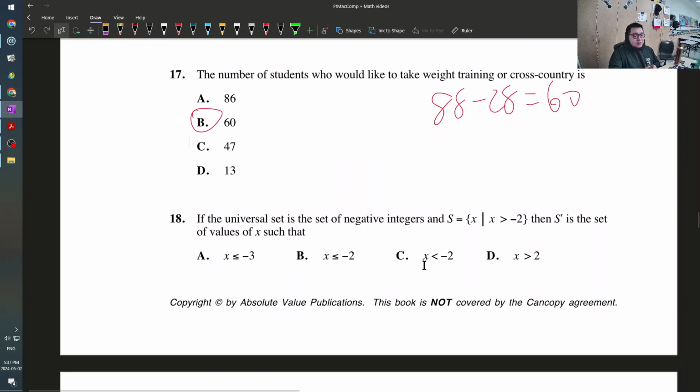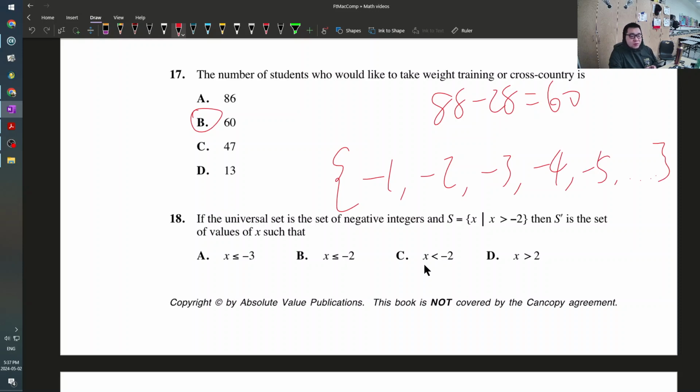If a universal set is a set of negative integers and S is a set such that X is greater than negative 2, then what is not in this? So the universal set of negative integers, so we have negative 1, negative 2, negative 3, negative 4, and so on. Then set S is X greater than negative 2. Which of these are greater than negative 2? Only negative 1. So what is not in S? X must be smaller than or equal to negative 2. So 18 is B.